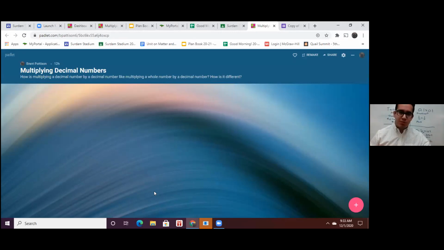Okay, so this is multiplying decimal numbers. How is multiplying a decimal number by a decimal number like multiplying a whole number by a decimal number? So yesterday we were doing whole numbers by decimal numbers. How is it the same? And then how is it different? It's your opinion, right? So talk about how it is similar and how it is different. I'll stop my share for now.